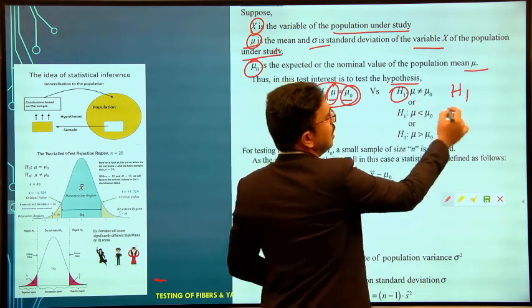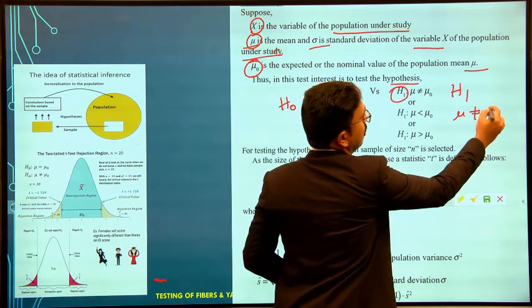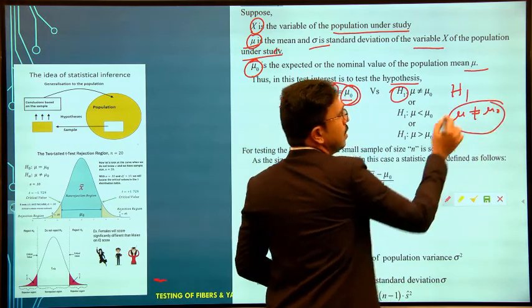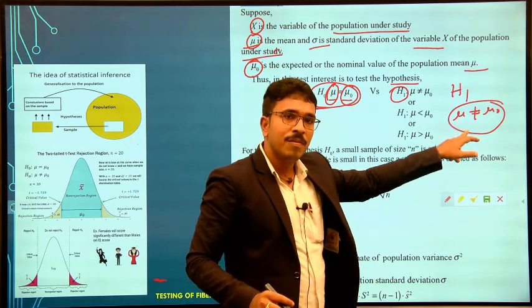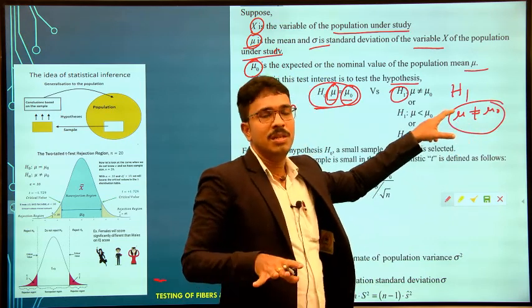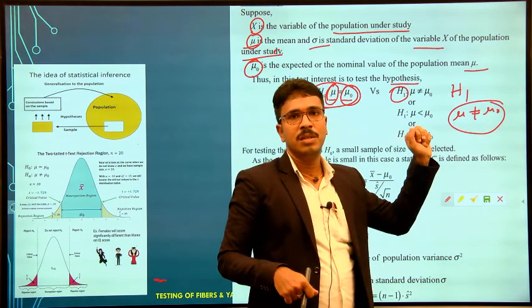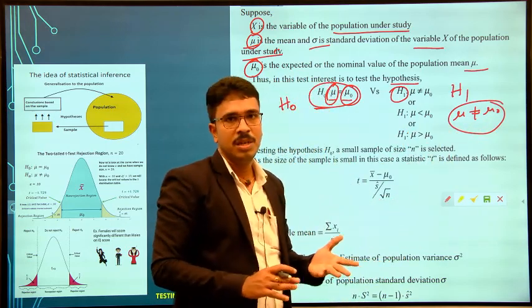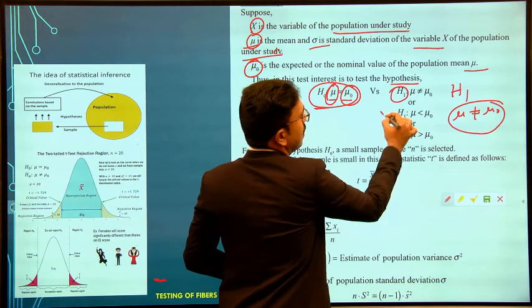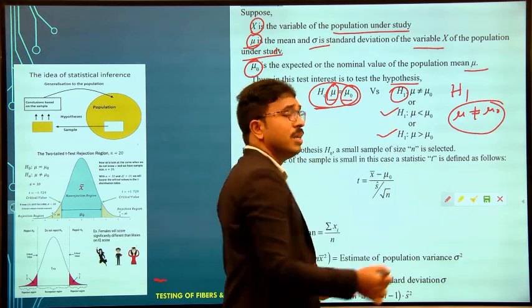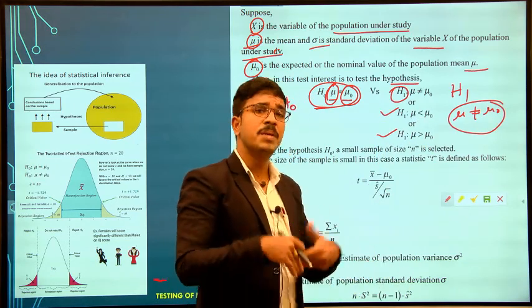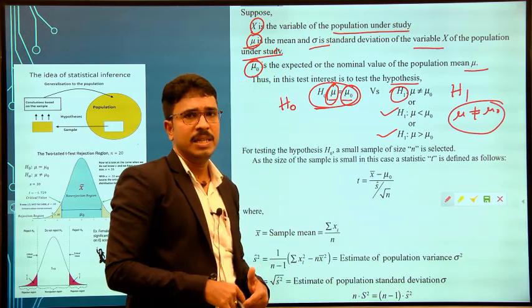You see how we are representing? This is mu is not equal to mu naught. That means the obtained value about the population is not equal to the estimated one. If it is not equal to, that may be less than or that may be greater than.